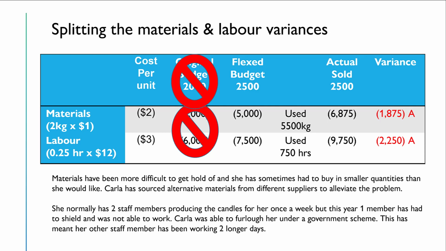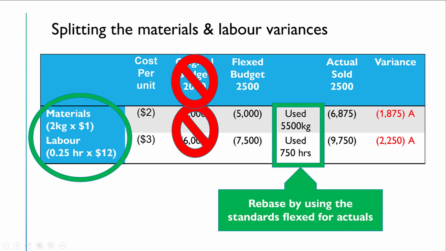So again, we have that narrative to help us explain that adverse variance for labour. But firstly, we're going to split it between rate and efficiency, and then we can really see what's going on. So we need to rebase by using the standards flex for the actuals. Always remember that.